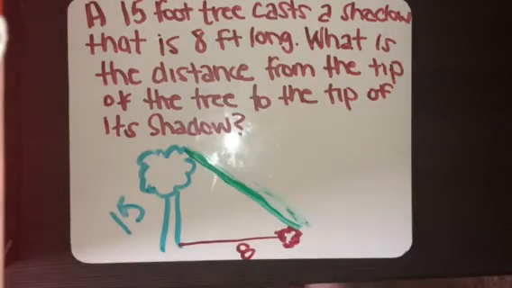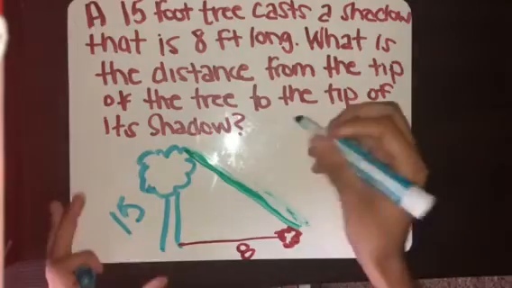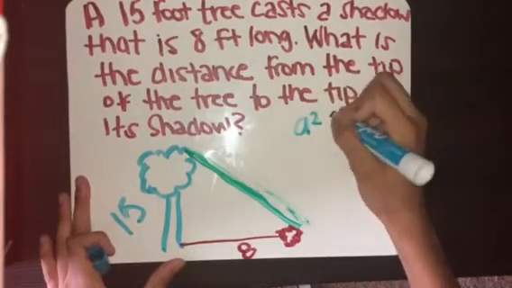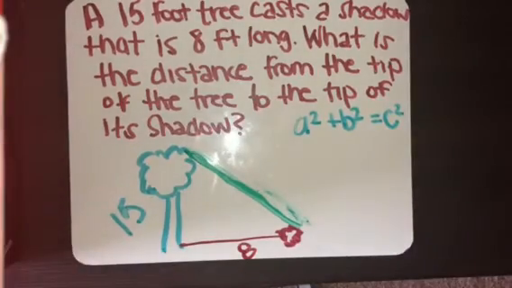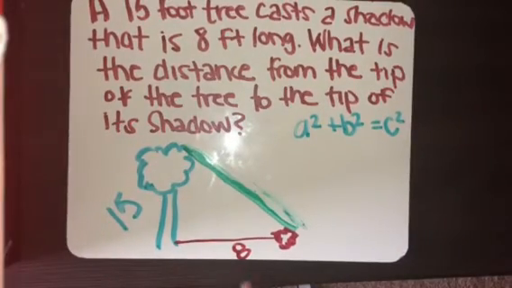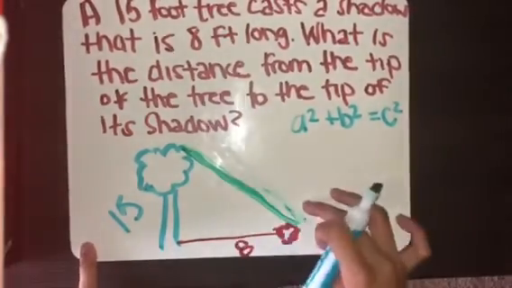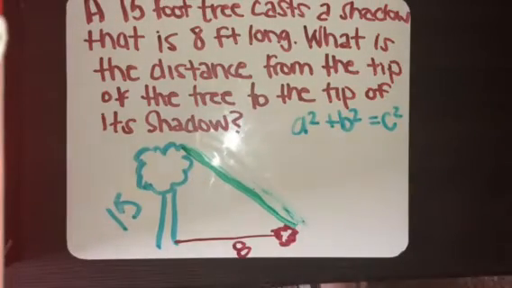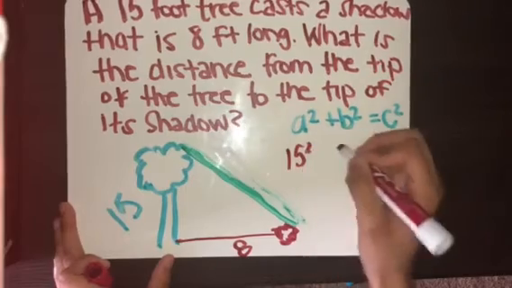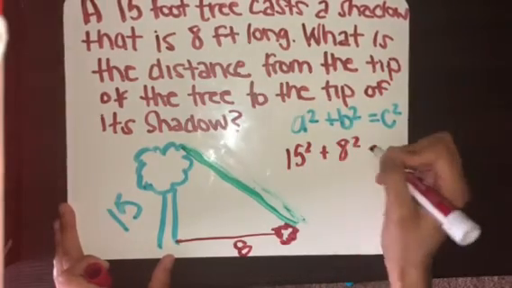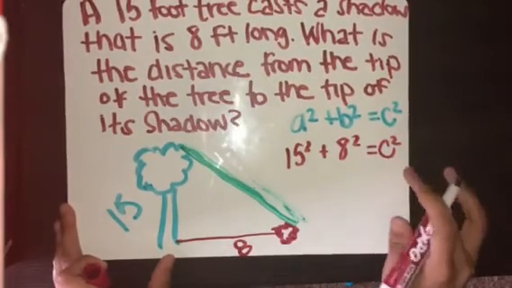Now we can fill in our Pythagorean theorem formula: a squared plus b squared equals c squared. What do we know? We know one leg and we know the other leg. We do not know c, the hypotenuse, so that's what we're solving for. So we're going to do 15 squared plus 8 squared equals c squared. We want to figure out what is c.